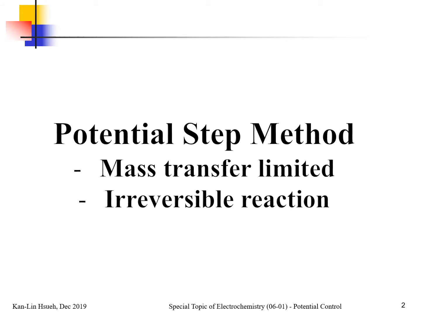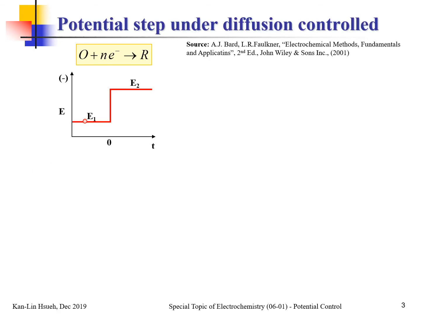In this one, we try to control the potential at the mass transfer limited condition. That means the electrode potential is so negative or so positive that the active material is consumed right away as soon as it diffuses to the surface. This electrochemical reaction is irreversible, so we don't need to consider the reverse condition. Under this circumstance, if we apply a potential step, what will happen?